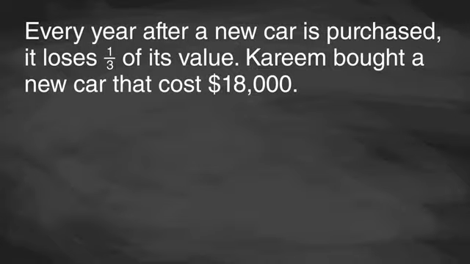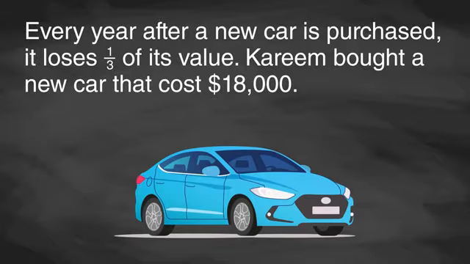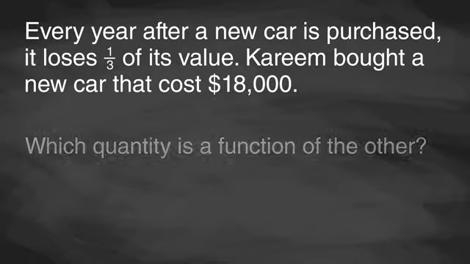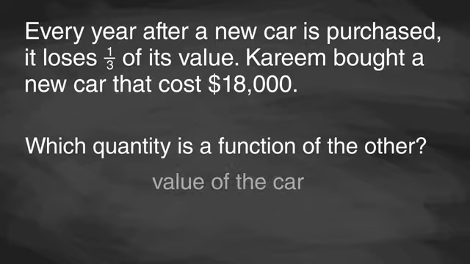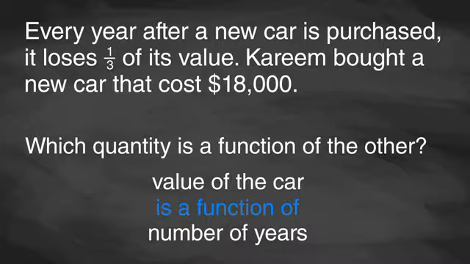Try another situation. Every year after a new car is purchased, it loses 1/3 of its value. Kareem bought a new car that cost $18,000. Which quantity is a function of the other? The value of the car is a function of the number of years since Kareem bought it.